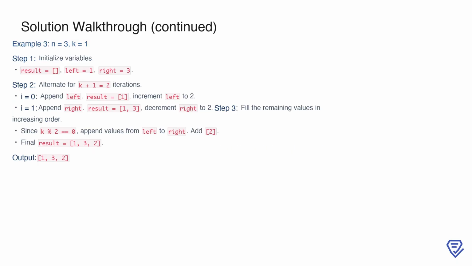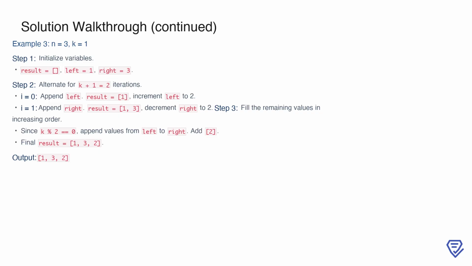In a simpler example with n equal to 3 and k equal to 1, we again initialize an empty array with left set to 1 and right set to 3. This time, we alternate for only 2 iterations, as k plus 1 equals 2. The array develops as follows: 1, after appending the value at the left pointer, then 1, 3, after appending the value at the right pointer.